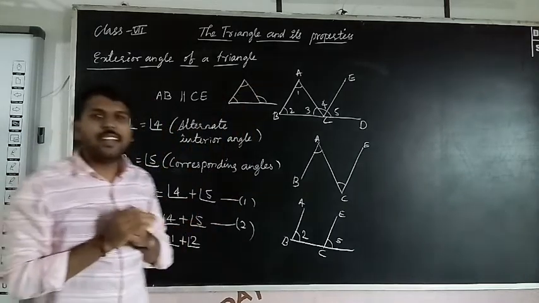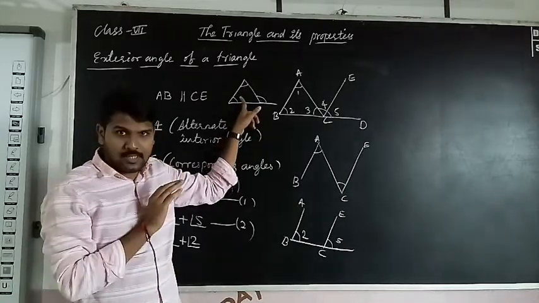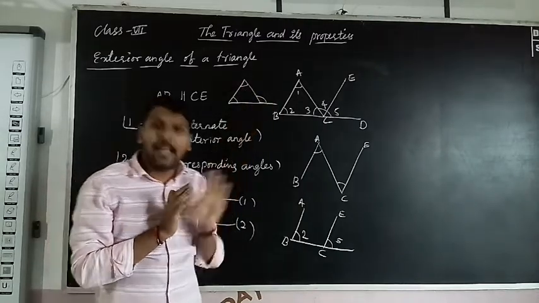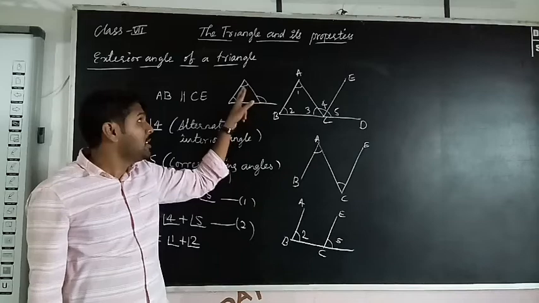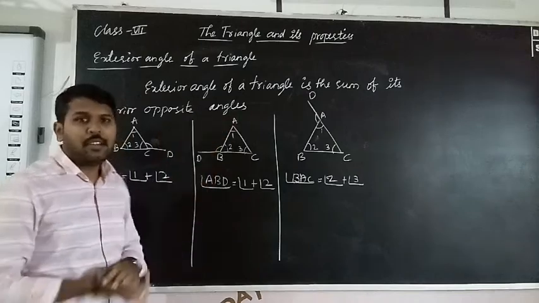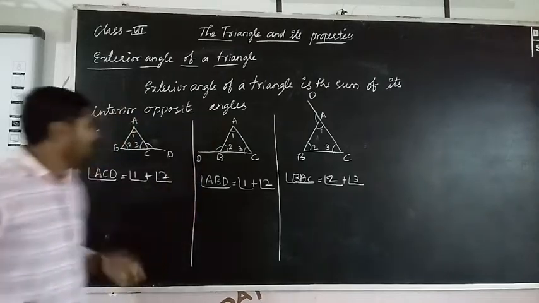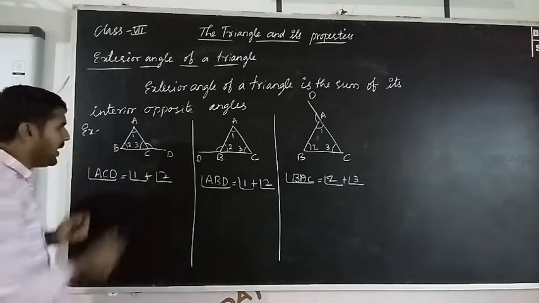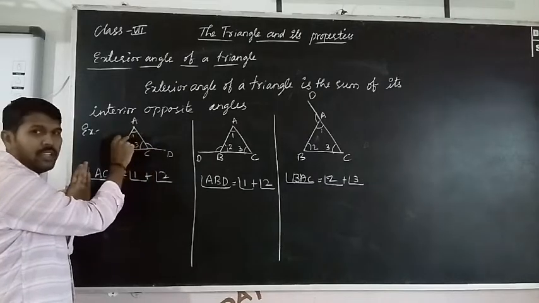So the property of exterior angle is: exterior angle of a triangle is the sum of interior opposite angles. What is the definition? Sum of interior opposite angles equals exterior angle. Why? Because we have proved it. Definition of exterior angle of a triangle: the exterior angle of a triangle is the sum of its interior opposite angles. In this first example, ACD is the exterior angle, and this angle is the sum of these two angles.